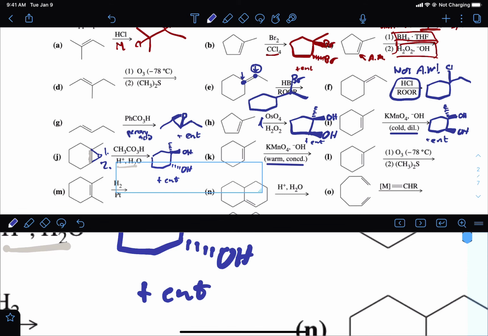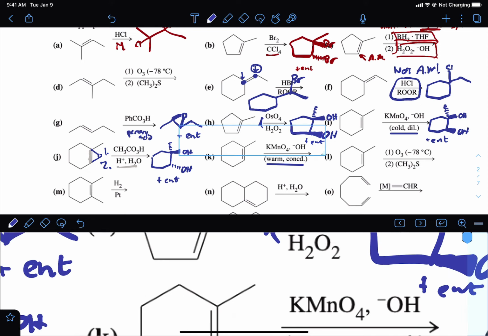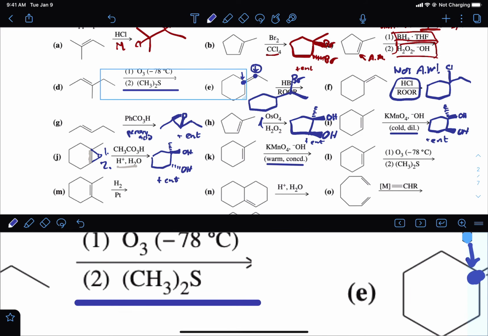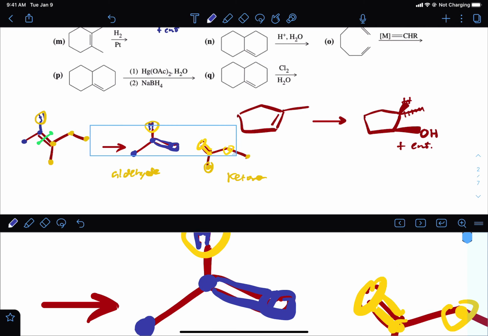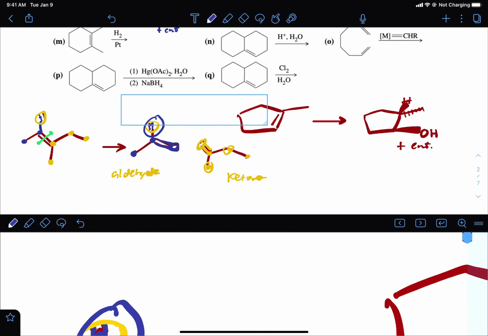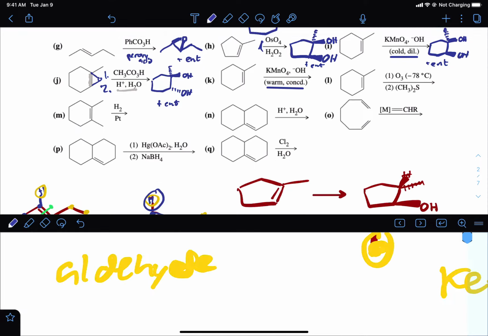All right. KMnO4 warm is a lot like ozonolysis. It does a very similar reaction, except that wherever you would have aldehydes, like we had here, you end up with carboxylic acids. So let me draw that. So all right, so we've got our 6-membered ring with the methyl.